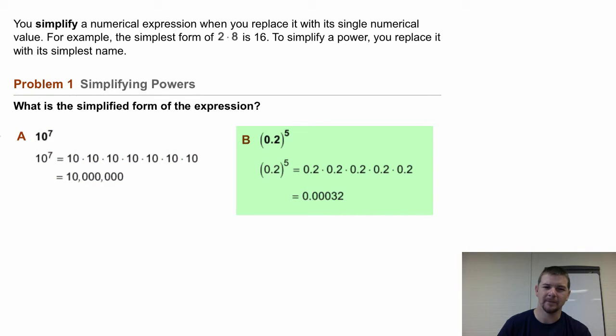Part B. 2/10, written in decimal form, raised to the 5th power. Well, as we can see, that's 0.2 times 0.2 times 0.2 times 0.2 times 0.2, and that equals 0.00032.